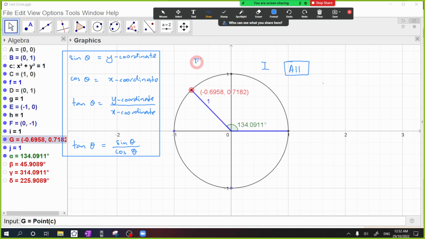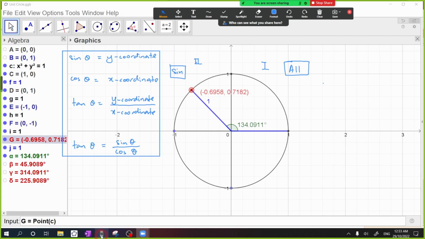This is the second quadrant. The y coordinate is still positive. This means that sine will still be positive, since sine theta is equal to the y coordinate, right? So the y coordinate is still positive, so in this quadrant, sine will still be positive. Cosine theta is equal to the x coordinate. Now the x coordinate is negative, so cosine will be negative.